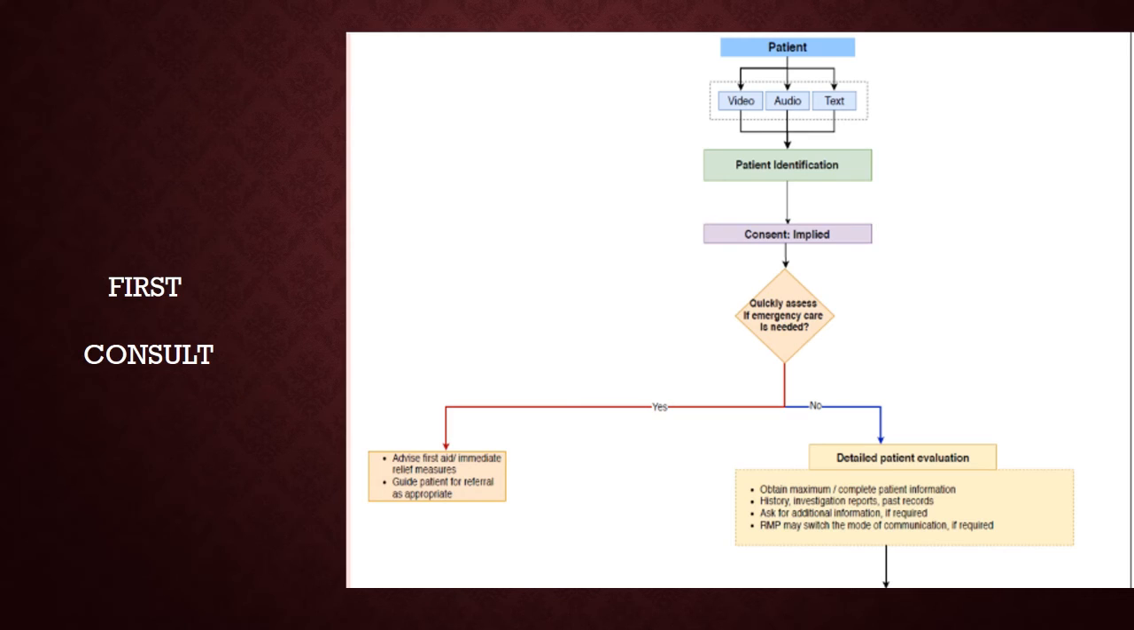If you have a look at the flow chart, you can see that the patient consults the doctor via video, audio, or text. And once the identity of the patient is confirmed, the consent is implied because the patient herself has contacted us. Thereby, information is collected from the patient, and the doctor needs to come to a conclusion whether the patient needs to be treated in an emergency care, or he can take even detailed information from the patient.